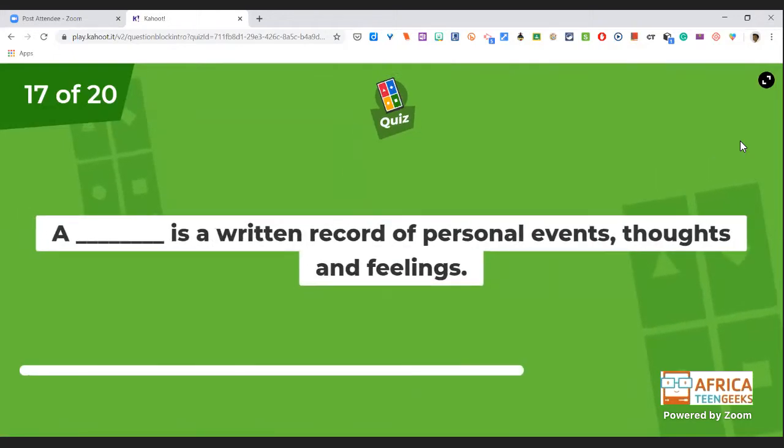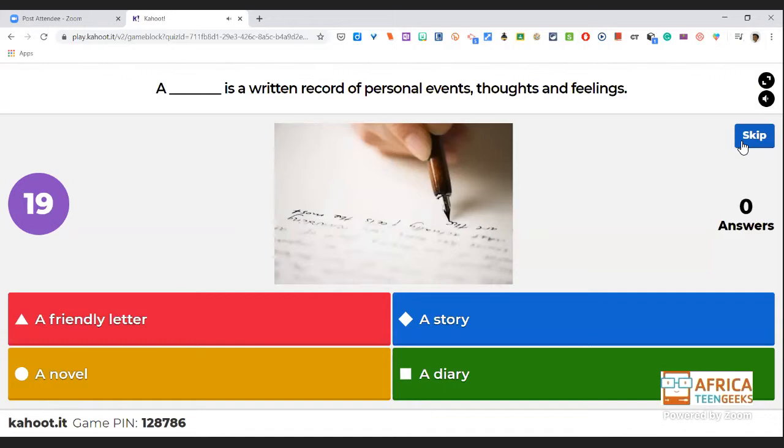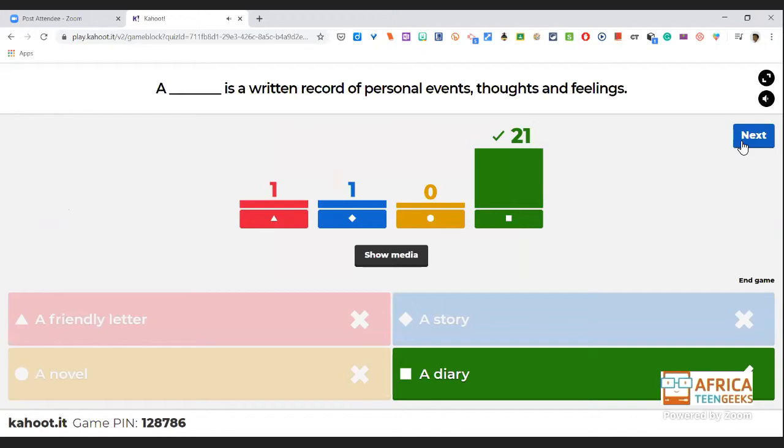A something is a written record of personal events, thoughts, and feelings. Good. 21 people got that right. A diary. Yes, a diary is a written record of personal events, thoughts, and feelings.